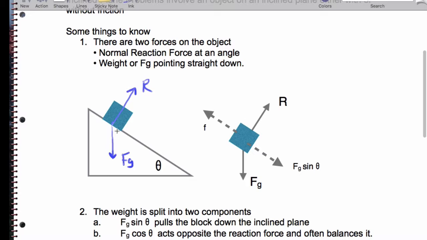However, the other thing we want to be clear on is that Fg actually has two components to it that we're going to draw. So they go like this, parallel and perpendicular to the inclined plane. Fg sine theta is one component that makes us slide. That's how we memorize where it goes. And then we have Fg times the cosine of theta, which cancels the contact force.